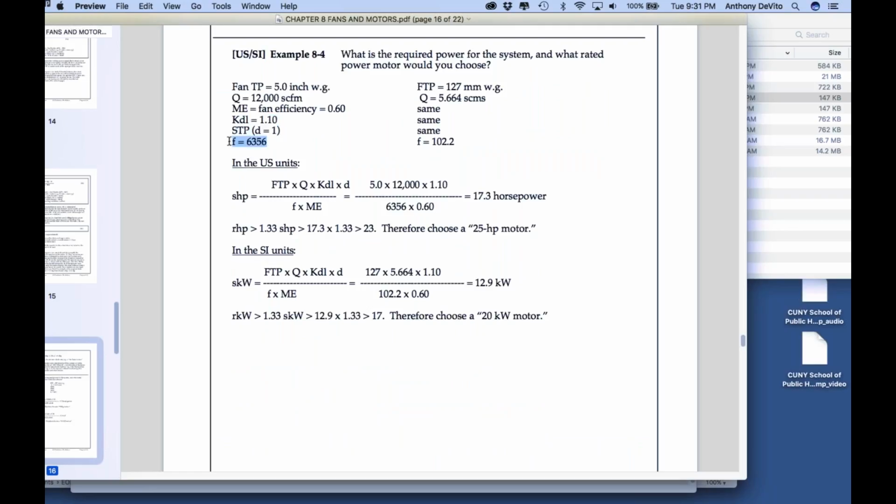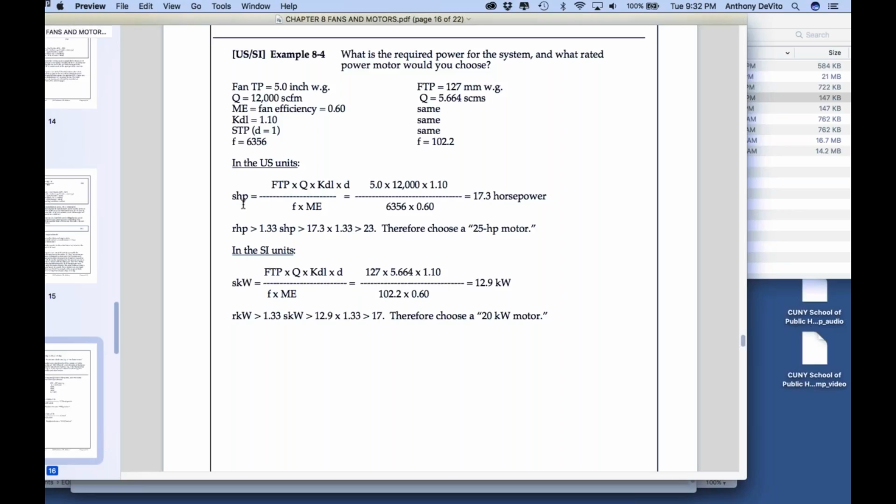Okay, and F is our factor for changing all of these things into horsepower from the units that they are. And what are the units? Fan total pressure is inches of water. Q is cubic feet per minute. M is unitless. This is unitless, and we have F.